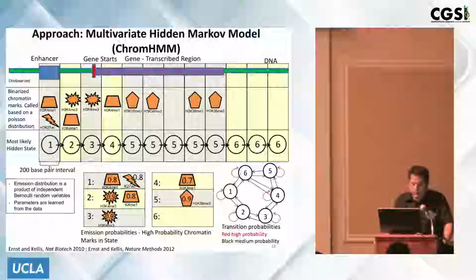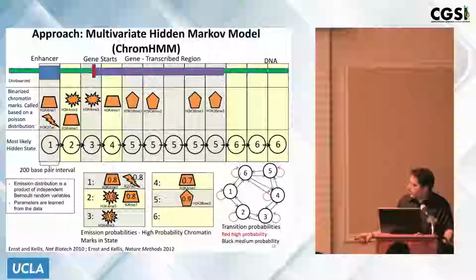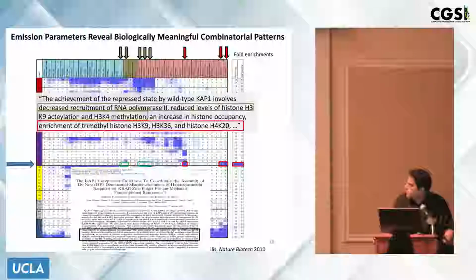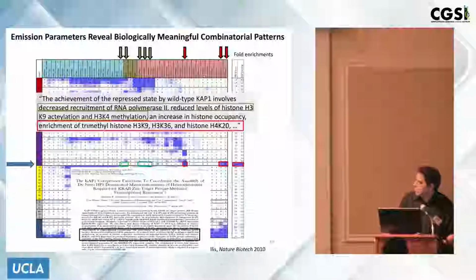And all these probabilities are going to be learned de novo from the data. One of the modeling choices we're making is this focus on binary presence or absence calls, and that forces the model to focus on modeling unique combinations of marks. So this was an application to a set of data in CD4 T cells by Keji Zhao's lab.